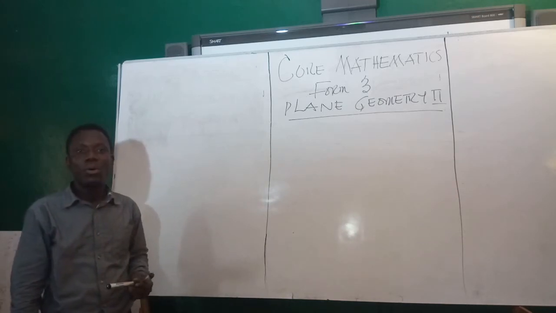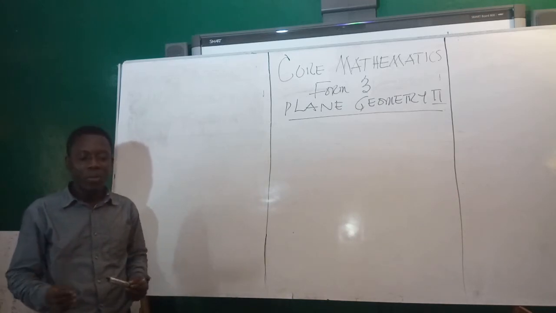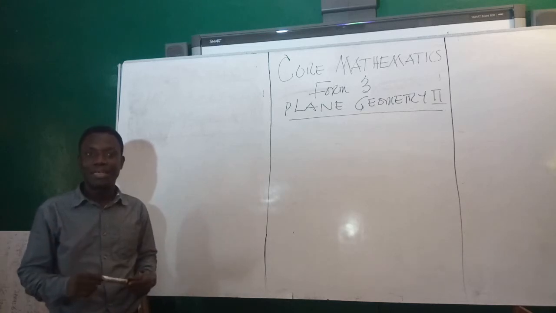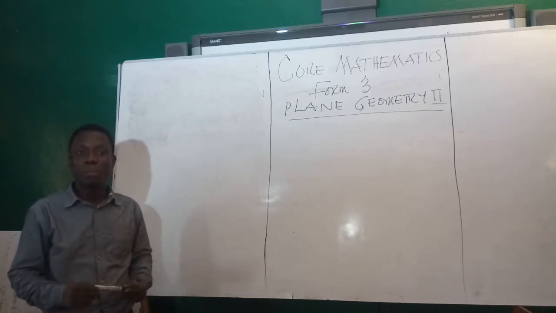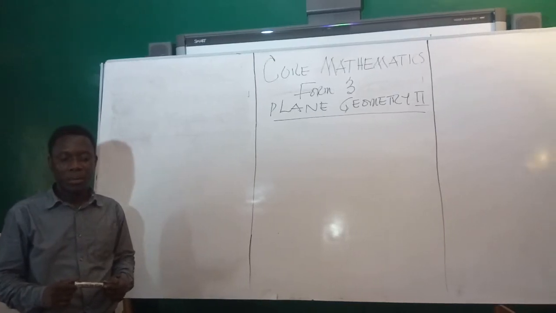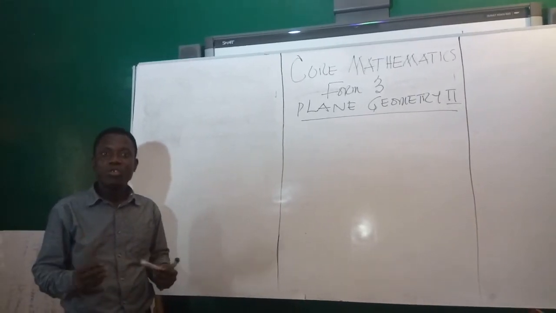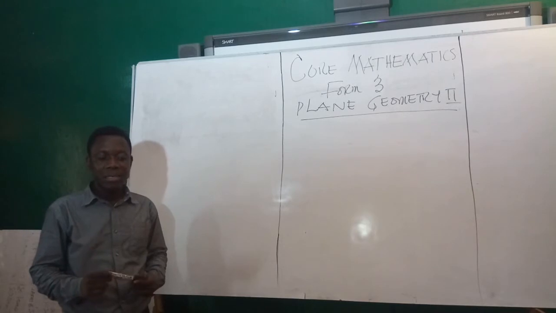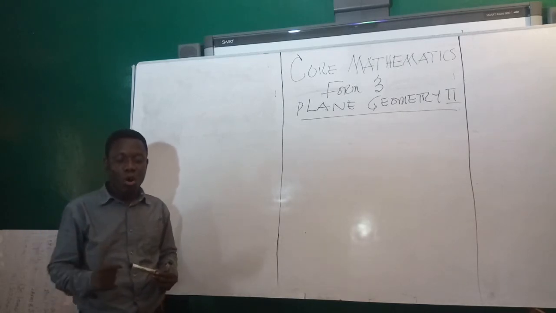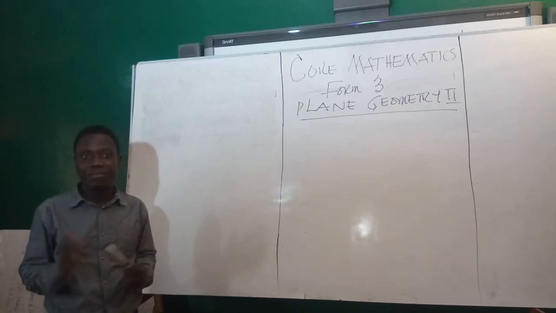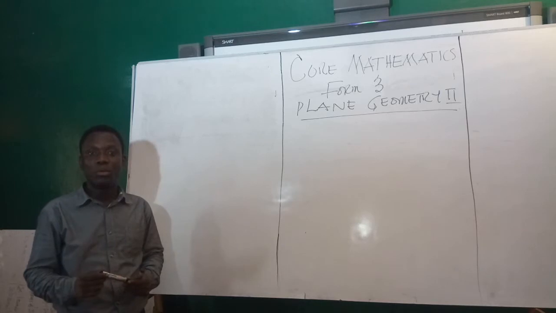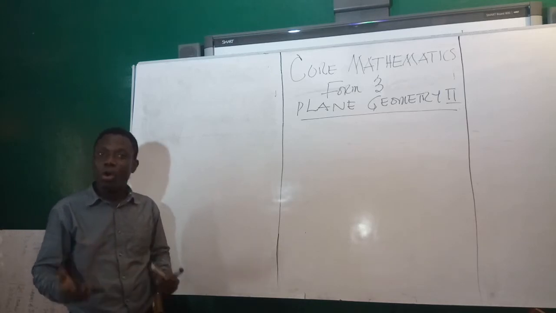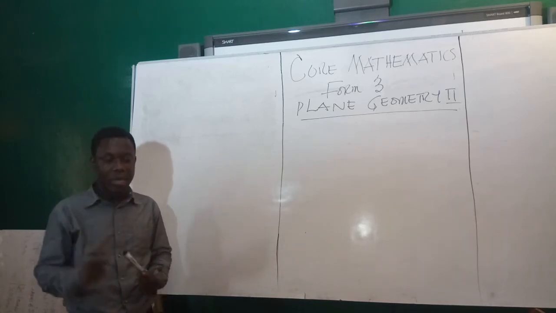Now, in any lesson, you need what we call relevant previous knowledge. That is knowledge you have that should help you to build on. For plane geometry 2, first you should be able to draw a circle and label the parts. It's very, very important for you to be able to move on with plane geometry 2. I'll be looking at it very soon.